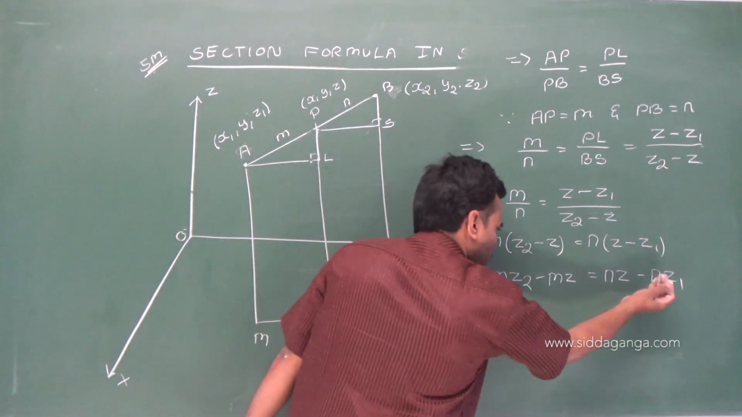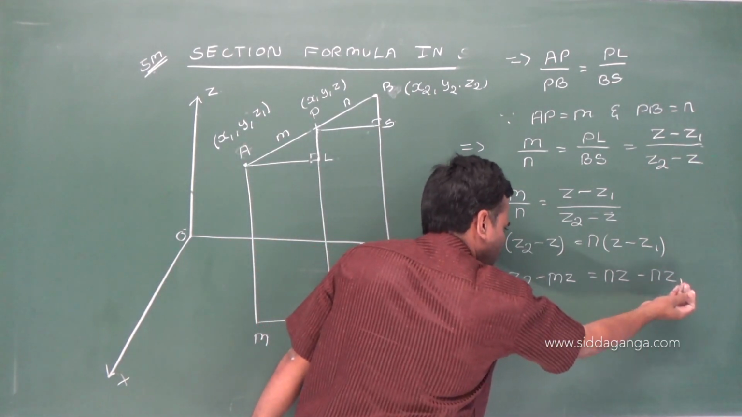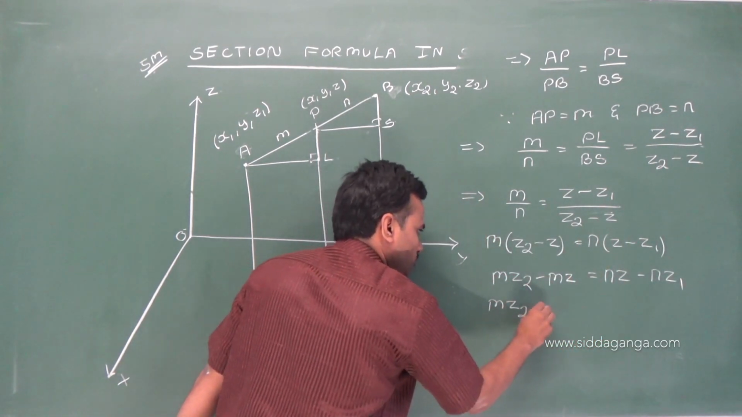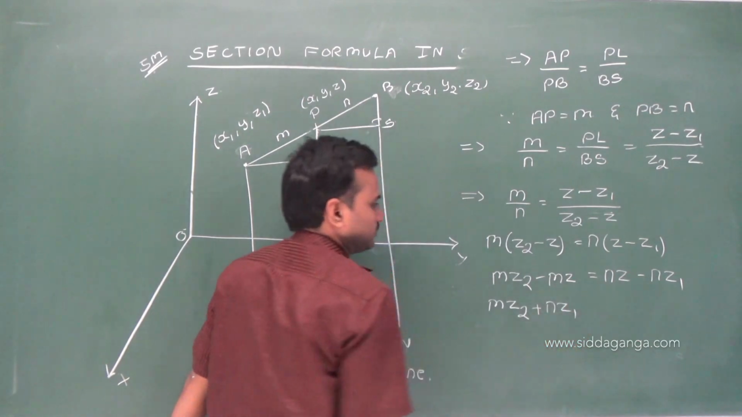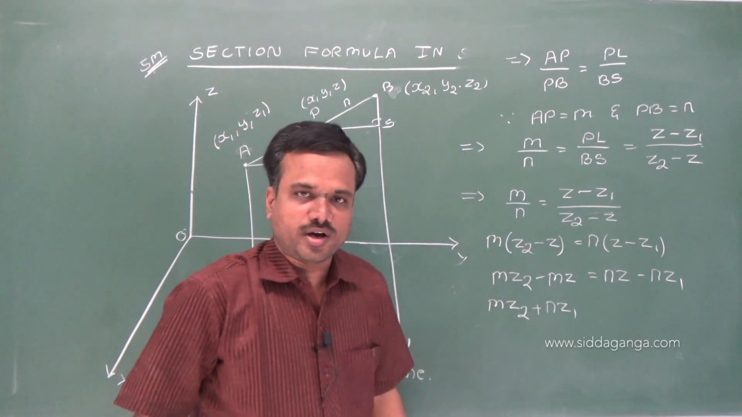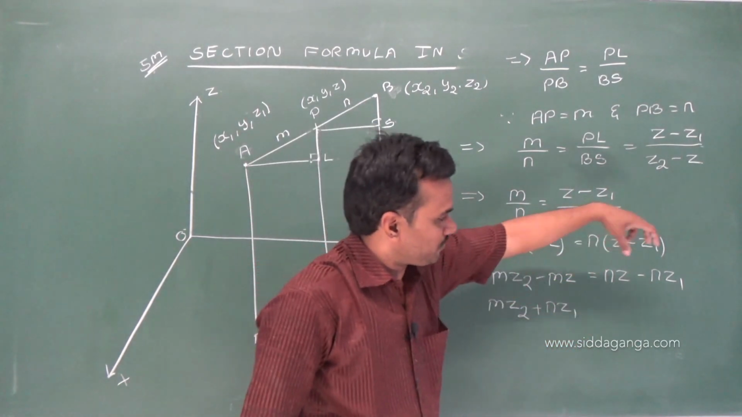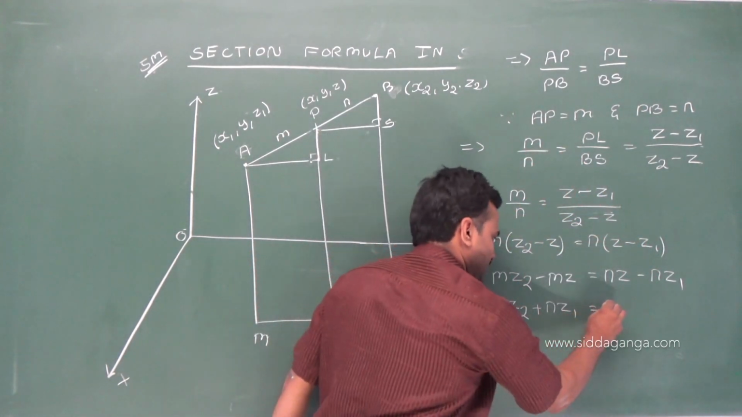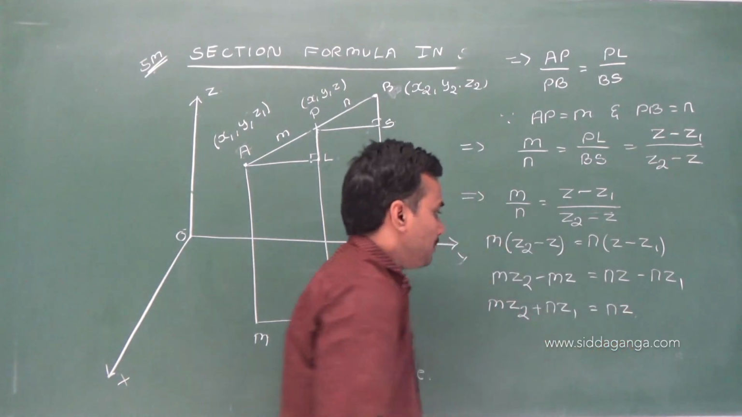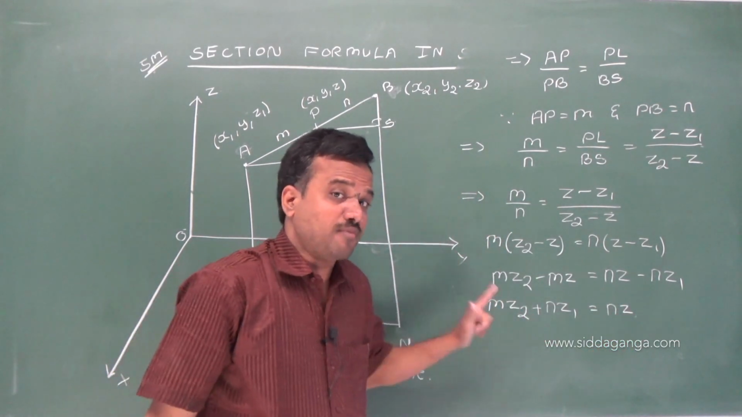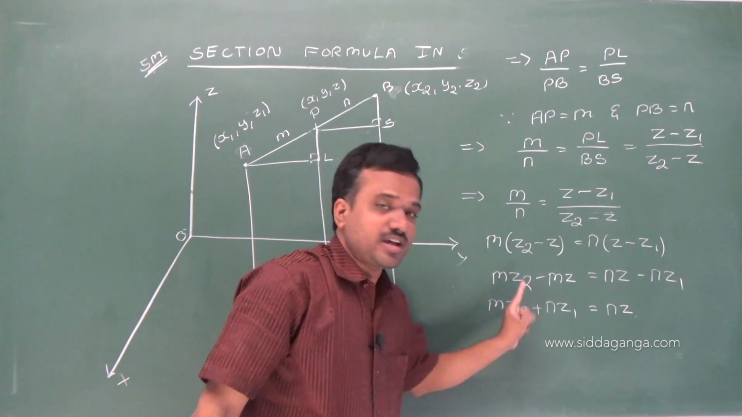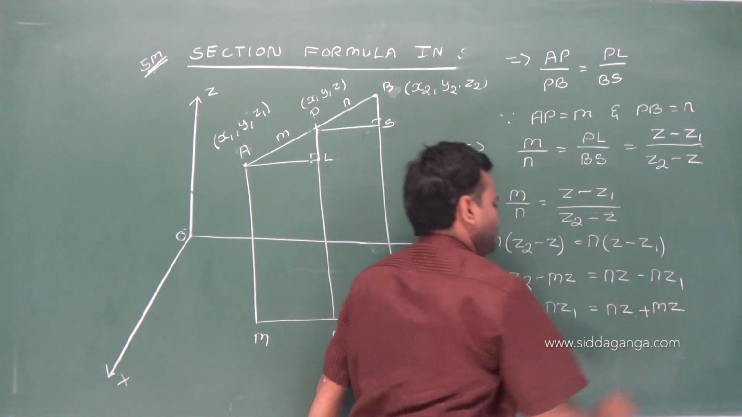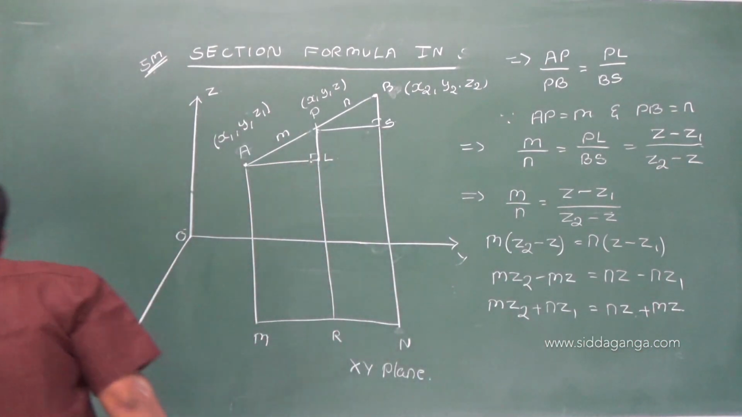Minus NZ1 I shifted from right side to left side. It becomes MZ2 plus NZ1. Similarly, minus MZ is present on the left side. I shifted it from left side to right side. It becomes plus MZ.